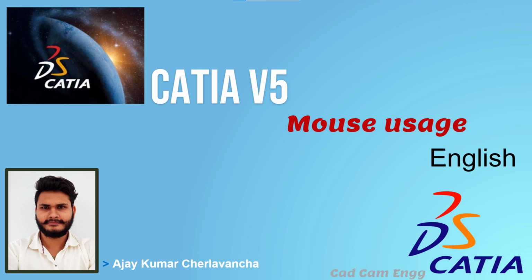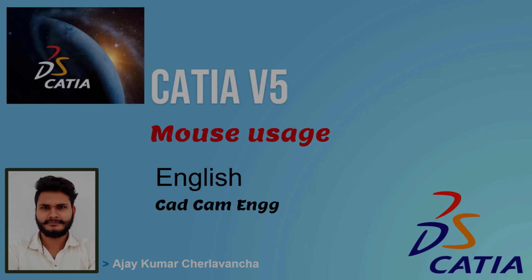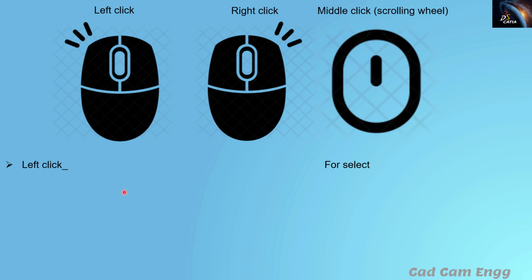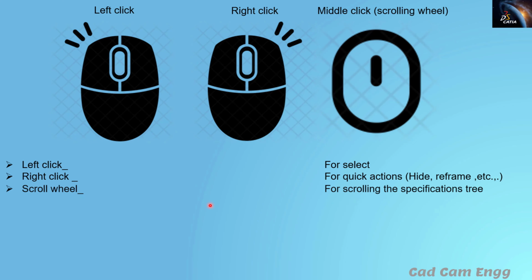In this video, I am going to explain how to use the mouse in CATIA V5 software. We will use left click for selecting a line, plane, surface, etc. And then we will use right click for accessing quick actions: copy, paste, hide, reframe, etc. And by scrolling the scroll wheel, we can access the specification tree.